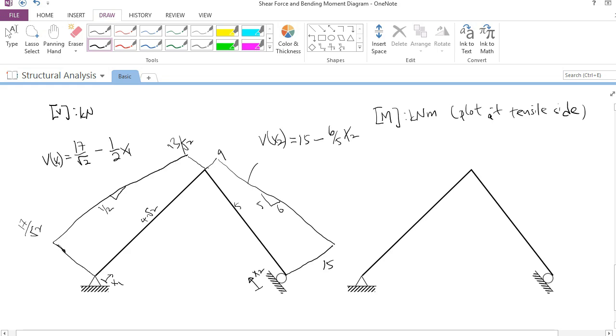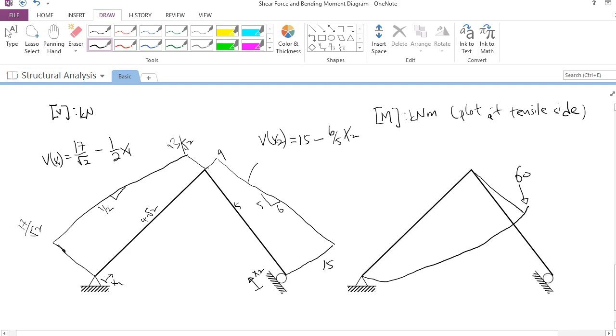So the bending moment should be like this. Oops, it's too big. Never mind. And the value here is the integration of the area of this shear force diagram. Based on my calculation, it's 60.